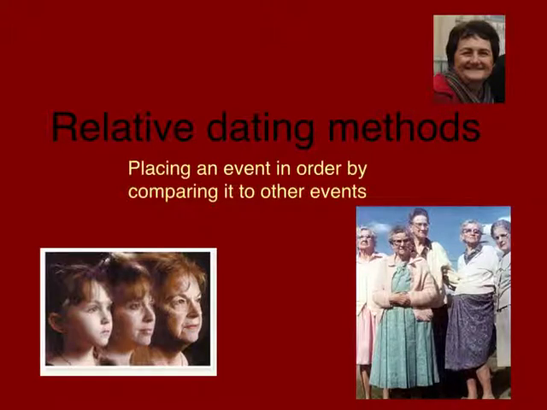We use relative dating to place an event in order by comparing it to other events. In geology, we want to find out the age of a rock layer. If you looked at this picture right here, it would probably be fairly easy for you to say which one of these girls is the youngest and which one is the oldest. However, if you looked at this group of lovely ladies here, you might find that a little bit more difficult to put them in order by their ages.